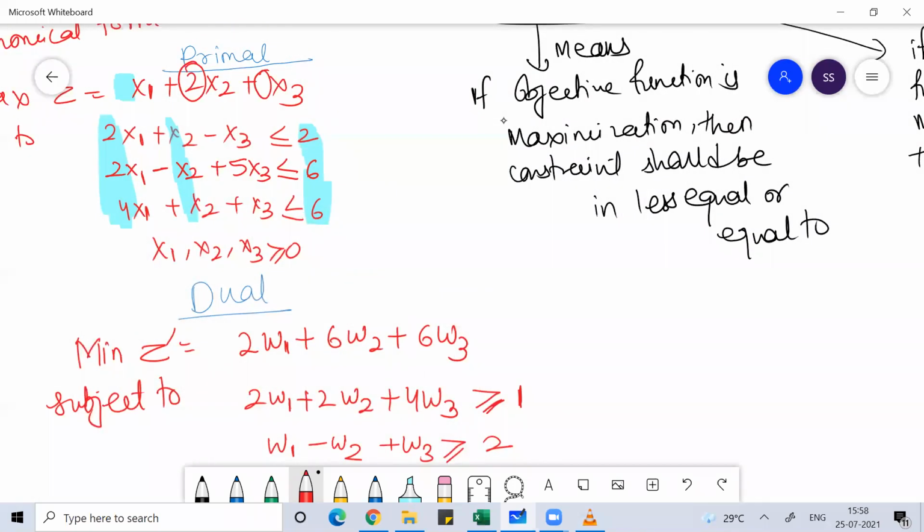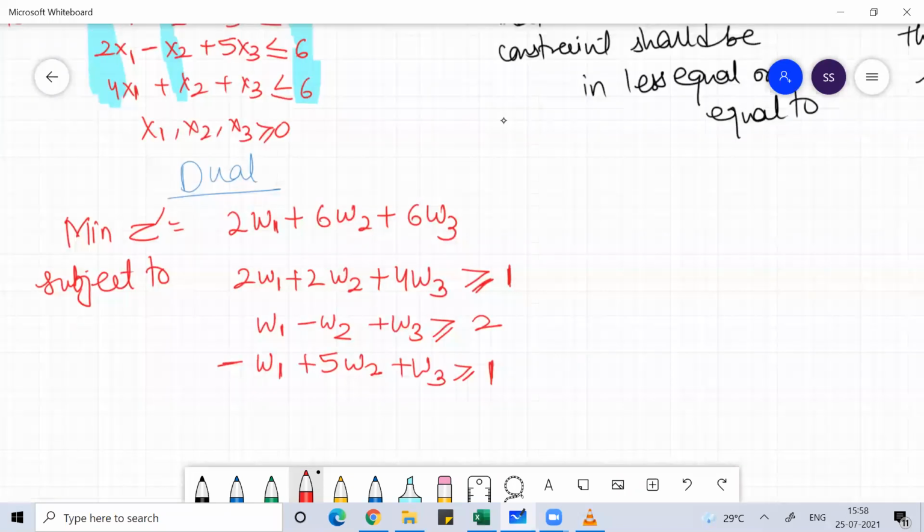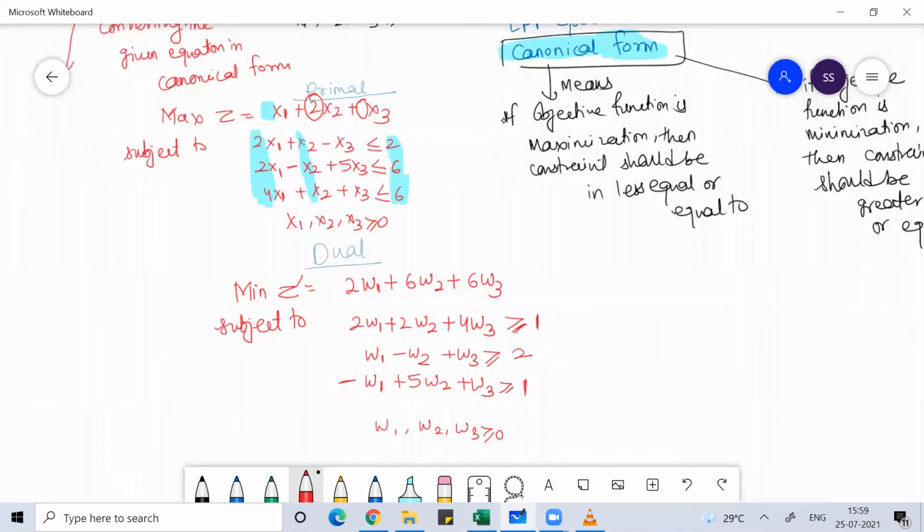And the third one would be minus W1 plus 5W2 plus W3 greater than or equal to 1. There you can see the coefficient of the primal. So the third part, that is 1. Then you need to write W1, W2, W3 greater than or equal to 0. So this way you have written them in the dual form, and this serves your objective, where you understood how you can write the dual of the given equation.